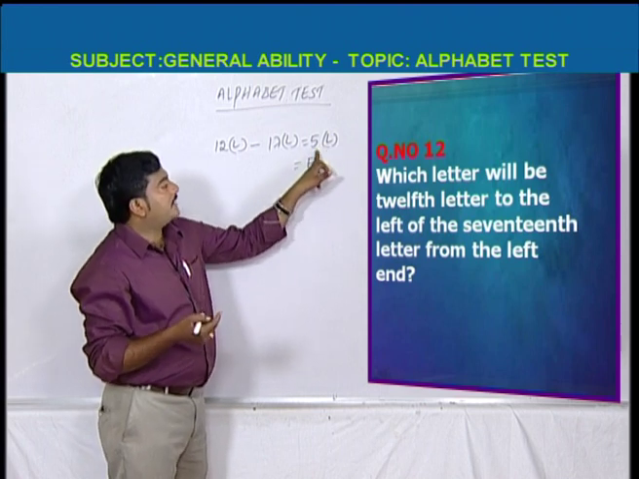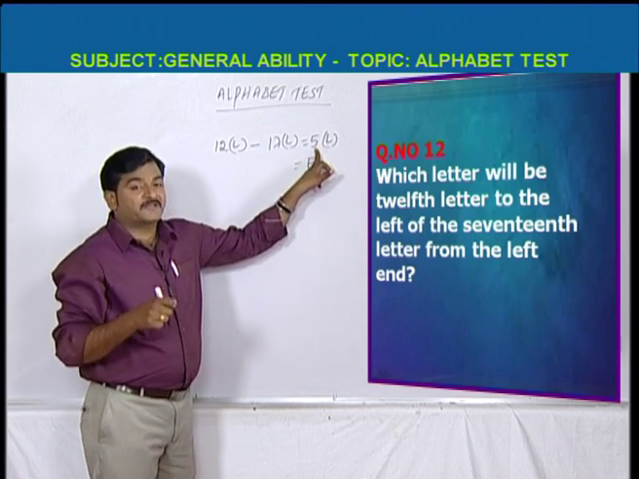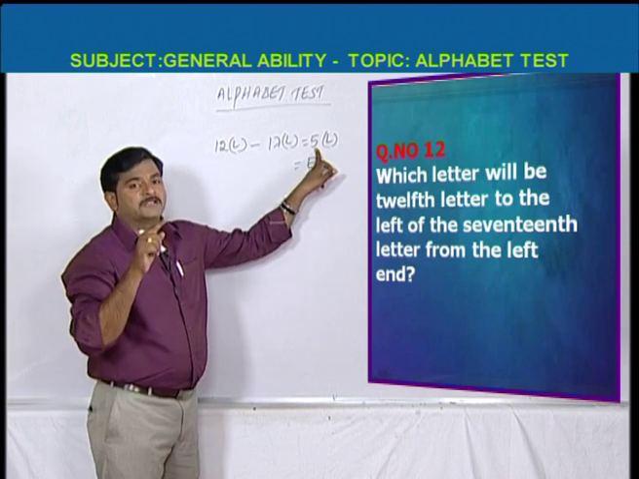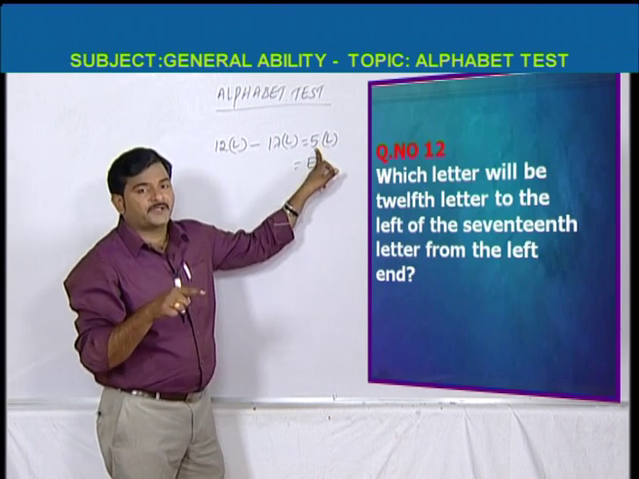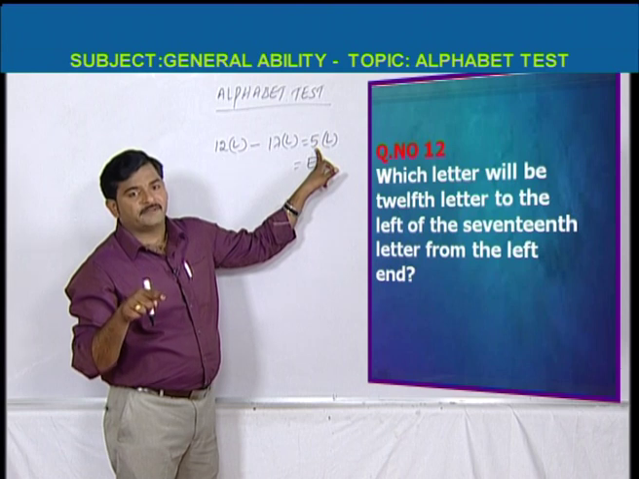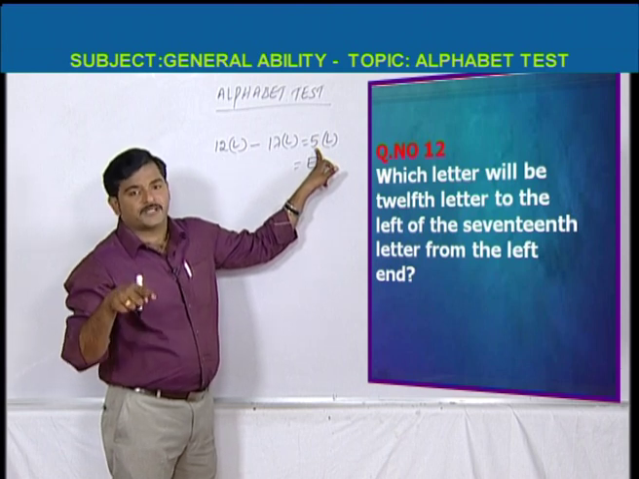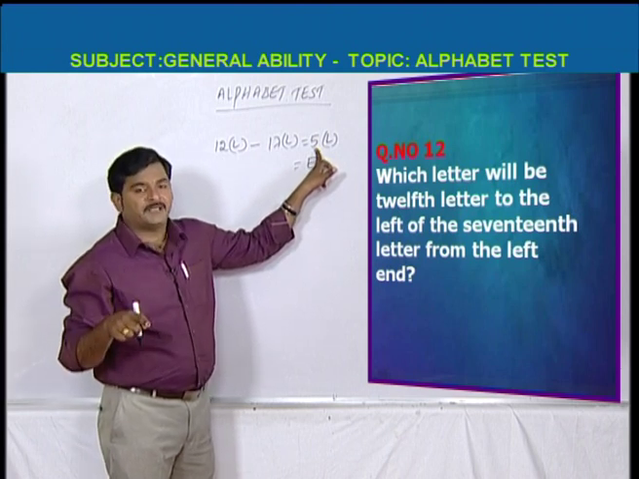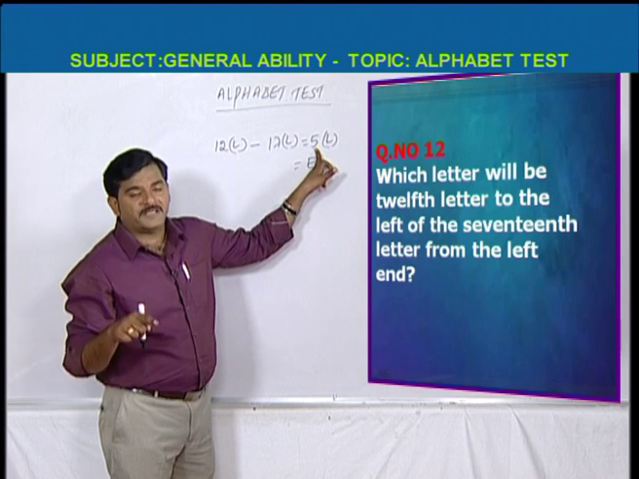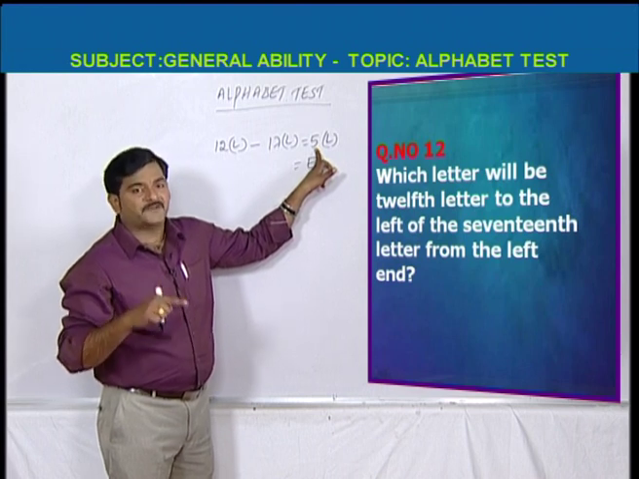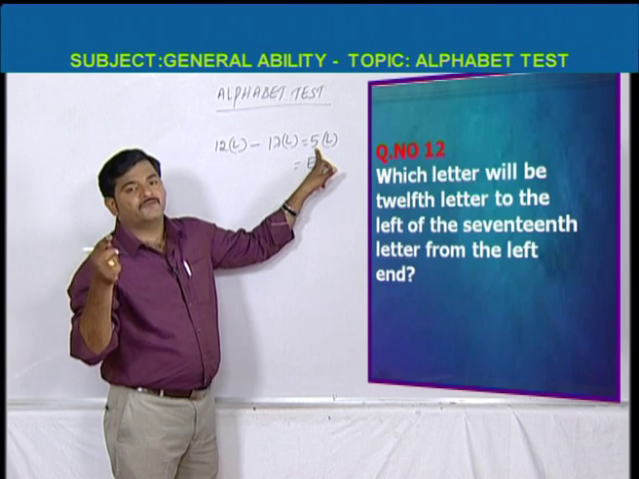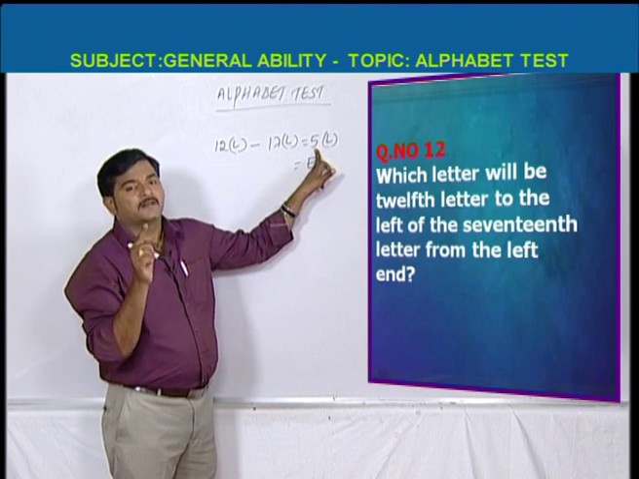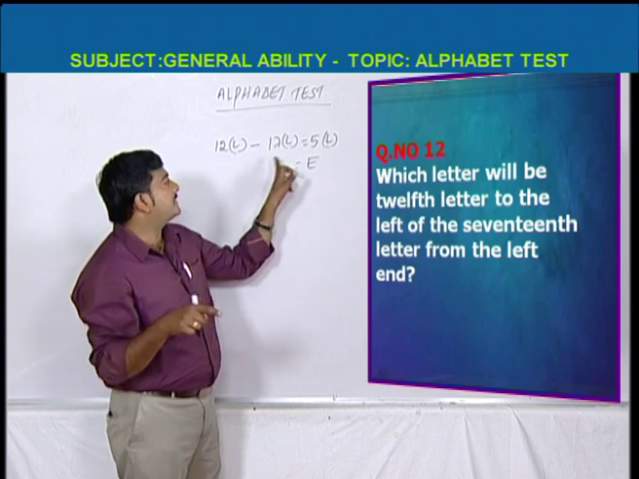Again, to find the fifth letter from left, what do you have to do? Subtract this from 27. 27 minus 5 means 22. The 22nd letter in the English alphabet is V. Hence, V is 22nd from left or 5th from right. Hence, the answer is V, if it is both right.